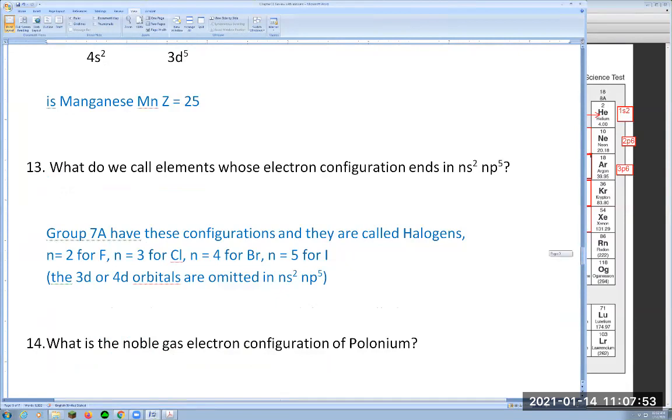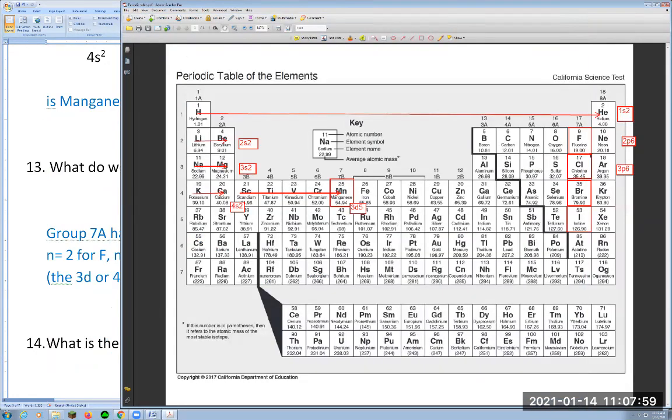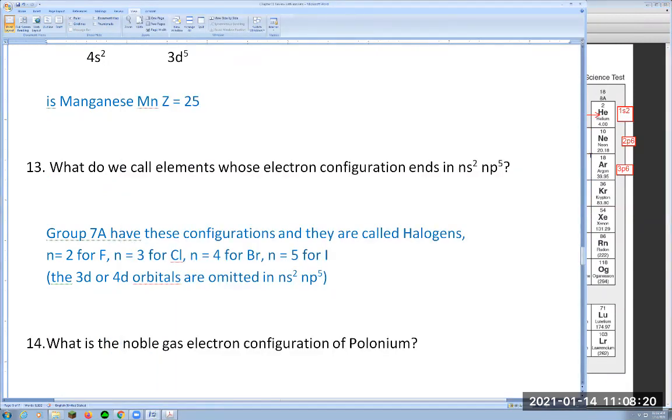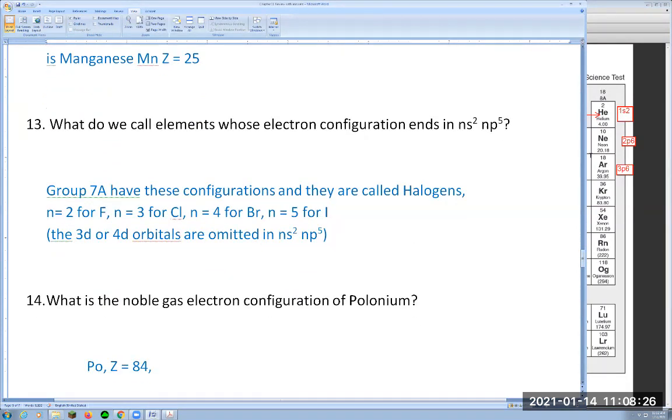Now, what is the noble gas electron configuration of polonium? So let me clean up here. Polonium is here, atomic number 84, in group 6A. So you need the number of electrons, 84. And we are asked to write the noble gas electron configuration. That means we don't need to do the full ground state electron configuration. We can start with the noble gas before polonium.